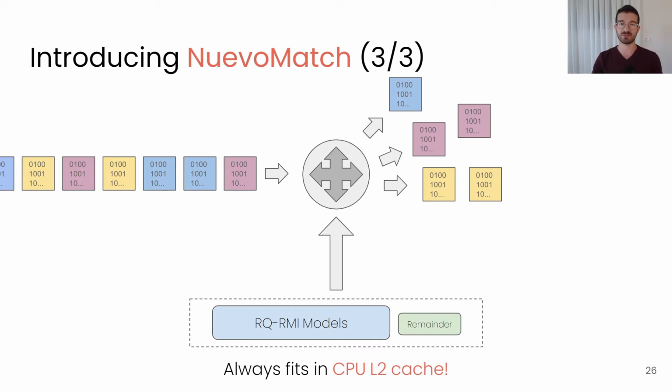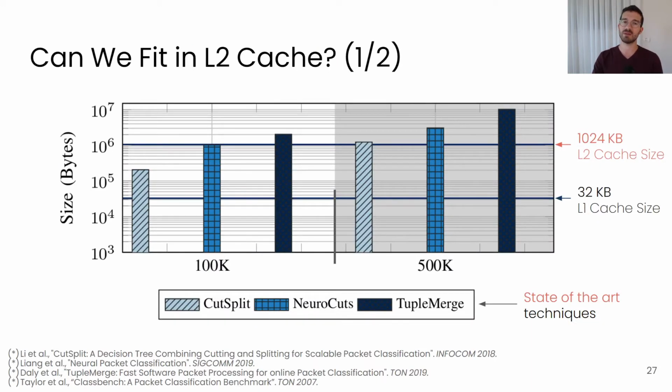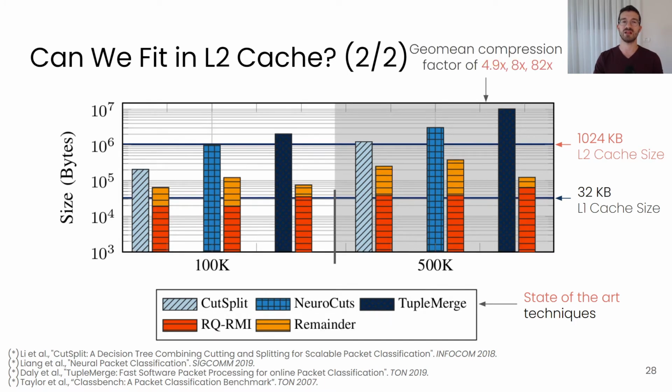Let's see it in action. Here are CutSplit, NeuroCuts, and TupleMerge, all state-of-the-art techniques for packet classification. We measure the memory footprint using the standard ClassBench benchmark for packet classification. Almost all methods spill out of L2 cache for large classifiers. Compared to them, NuevoMatch hardly reaches the bounds of L2 cache. We ran NuevoMatch 3 times. Each time we use a different method for the remainder. The red bar represents RQRMI models, the orange represents the remainder.